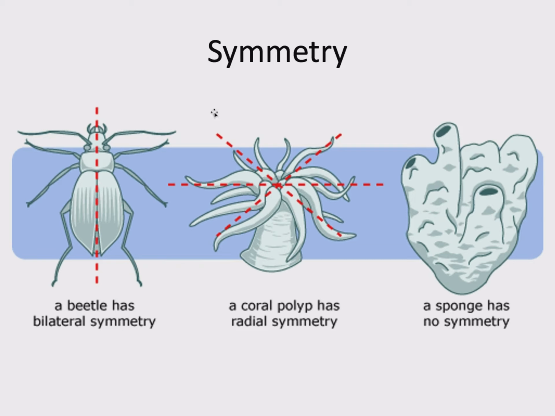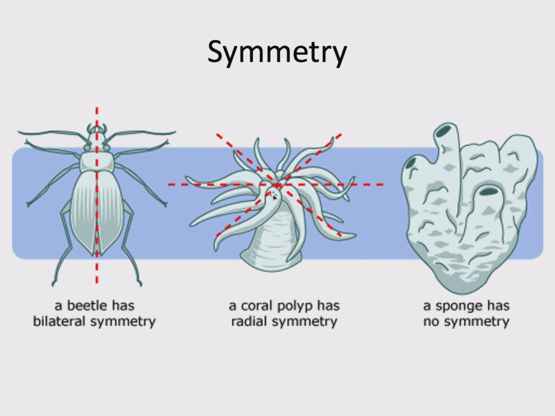Another type of symmetry is called radial symmetry, defined in the key terms as a type of symmetry with multiple planes of symmetry, with body parts or rays arranged around a central disc. So there are many ways that you can draw a plane through this animal and have mirror halves on either side. And yep, here's a coral polyp with that kind of symmetry.